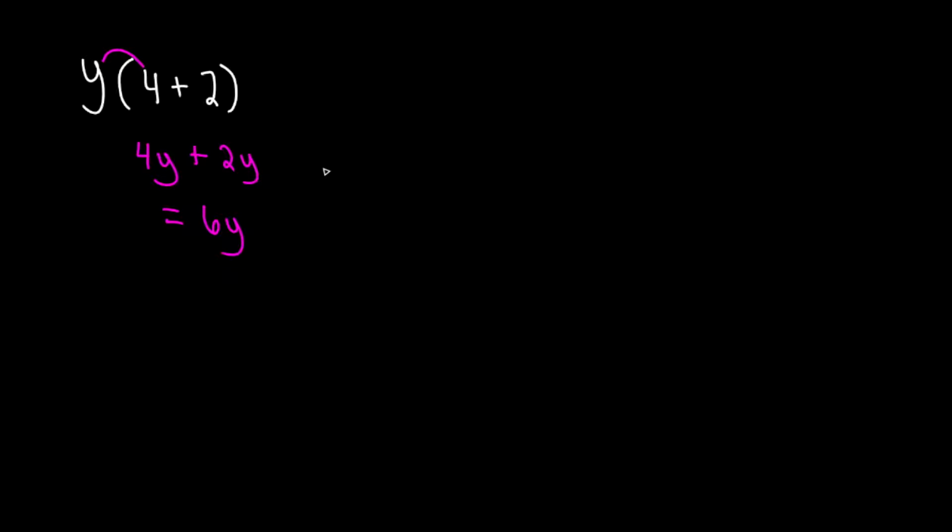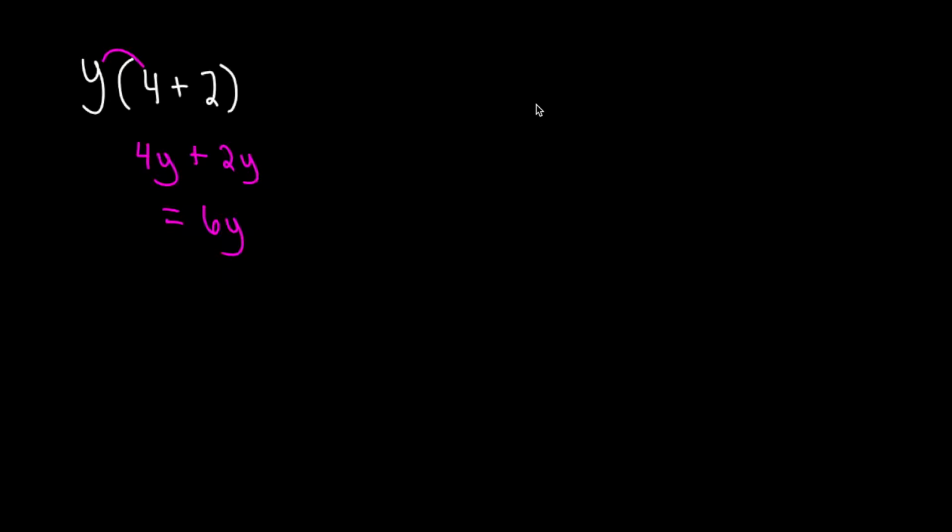Simplifying expressions using the distributive property. So if we have something like this, y times 4 plus 2, how would we simplify this? Well, we would use the distributive property and we'd distribute y. So what this is saying is y times 4, giving us 4y, plus y times 2, giving us 2y. And now we can combine our like terms since these are both y for a total of 6y.